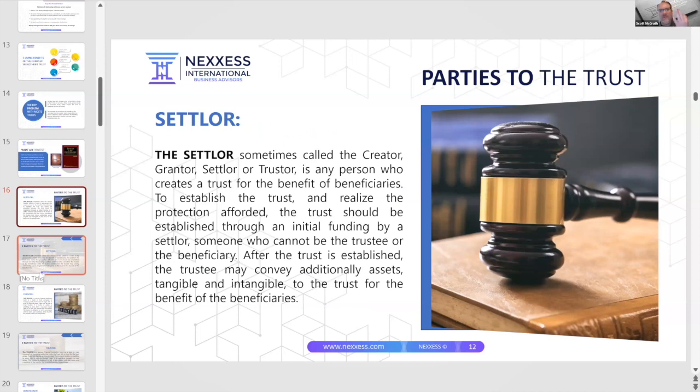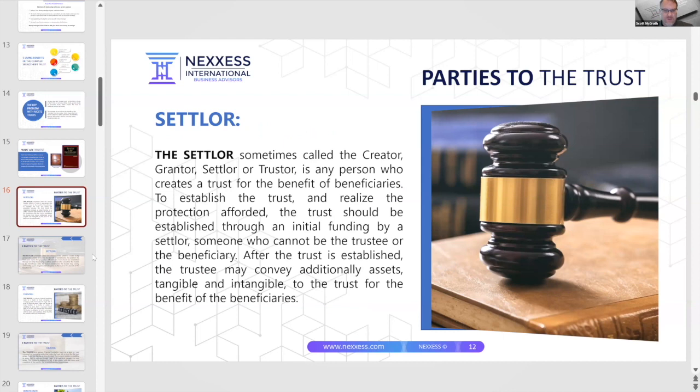What is a settlor? There are three parties in a trust. Number one, a settlor. Number two, a trustee. And number three, a beneficiary. So every trust has three main people in the trust. The settlor is sometimes called the creator, the grantor, or the trustor. It's the person who creates the trust for the benefit of the beneficiaries.